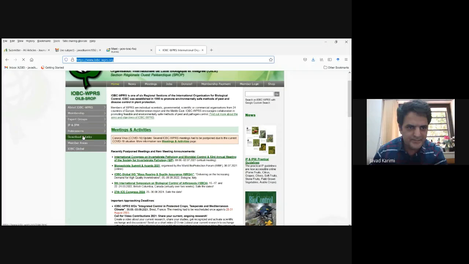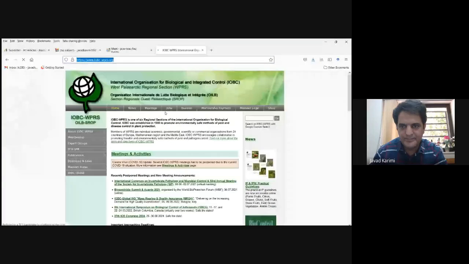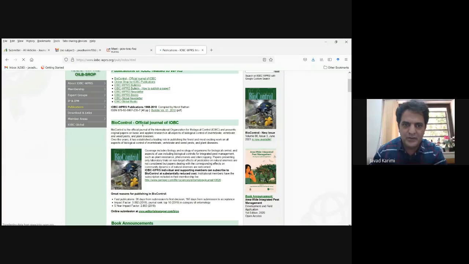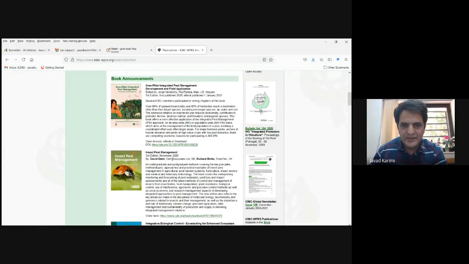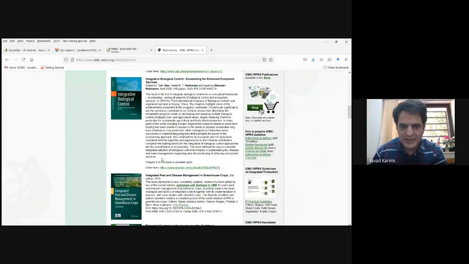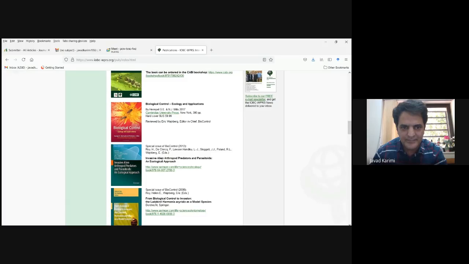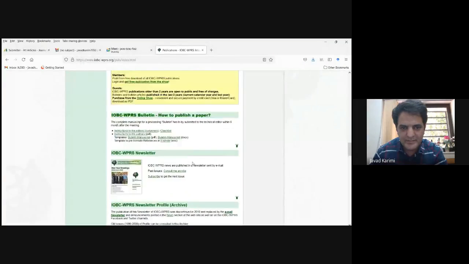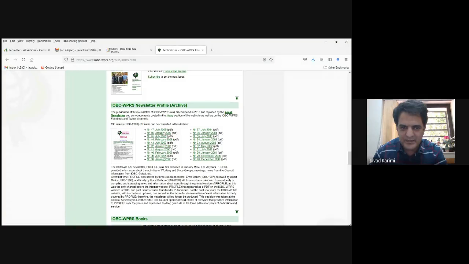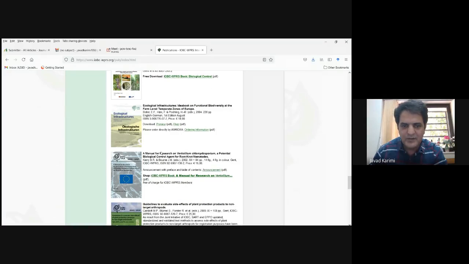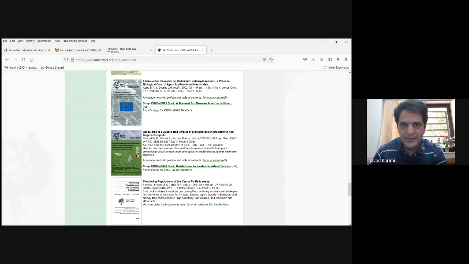There are some publications here. This is the main journal of biocontrol, the official journal of this organization. And also there are some books about biological control, which you can see here. You can find a new book about biocontrol here. For example, there are many newsletters of biocontrol here, and also some other books of biocontrol. One book which I want to introduce to you is the Internet Book of Biocontrol. I want to show you this book.